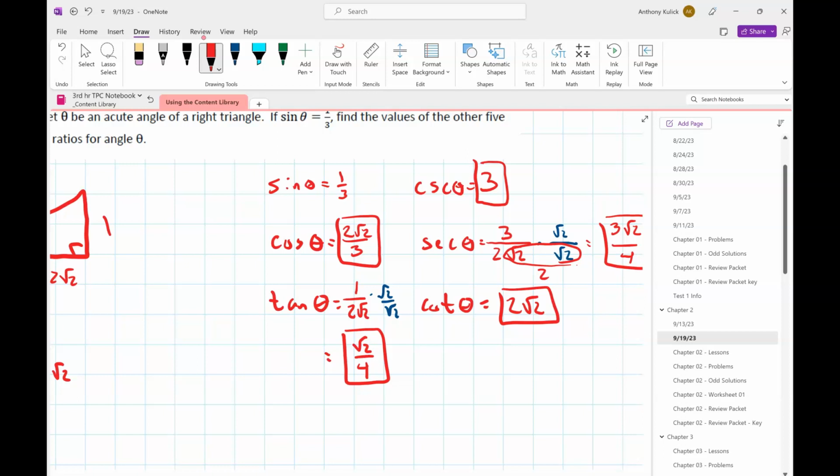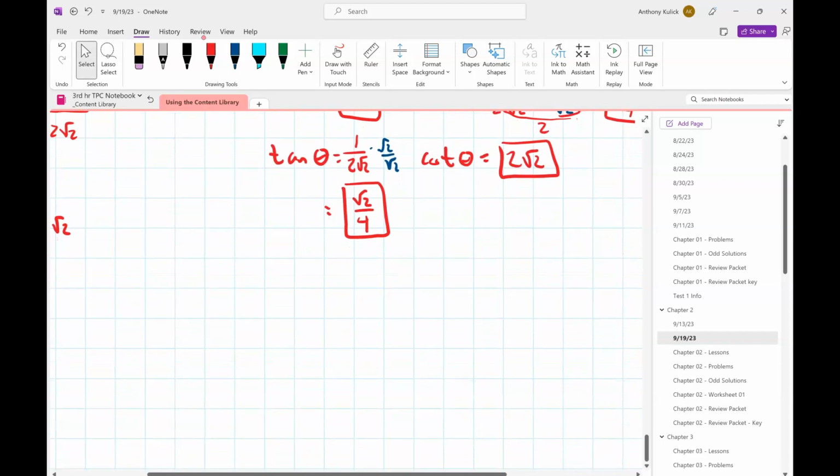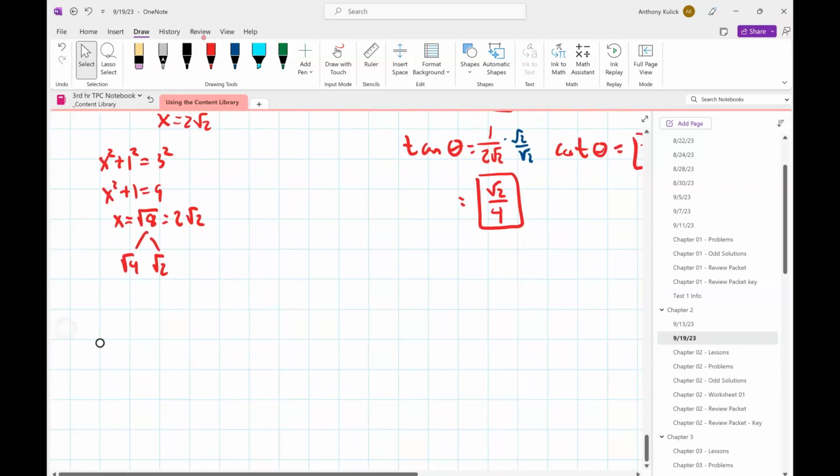So far, so good? And then no big deal, right? Any different than what you did in the Delta Math, really? You have 3 more ratios to use, but it's the same thing, right? The techniques are the same. Let's do another example. Well, this is a good one.